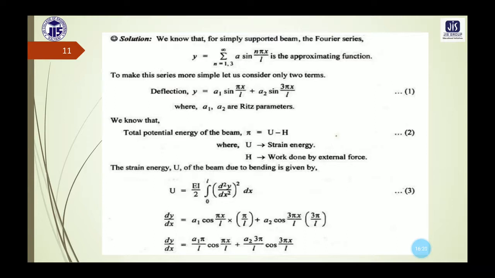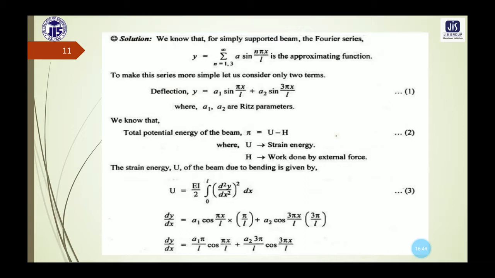So this is the first step that we have discussed here, the approximation function consideration, which is actually given in this numerical. If it is not given, then from this Fourier series we need to determine and identify the approximation function for this beam element, considering the two different Ritz parameters.